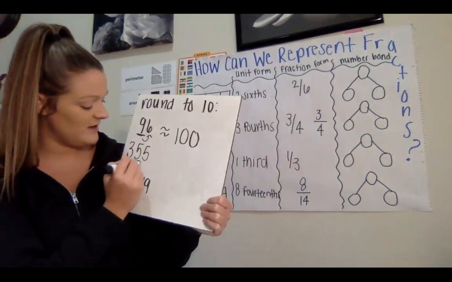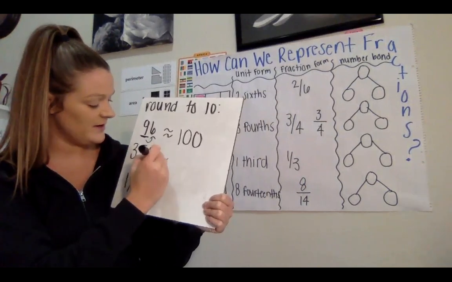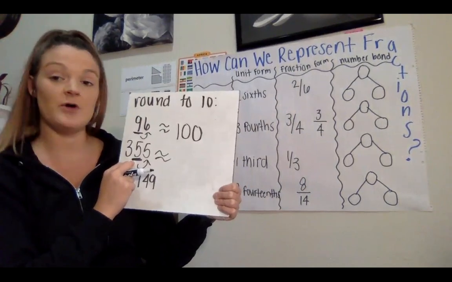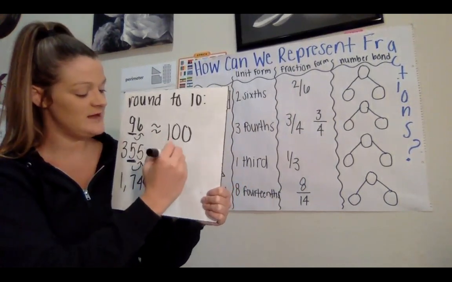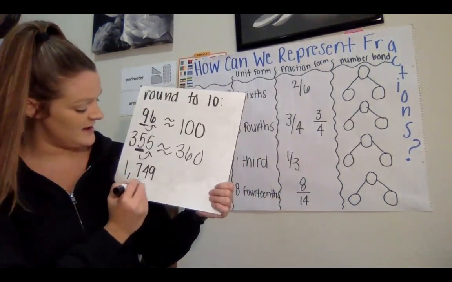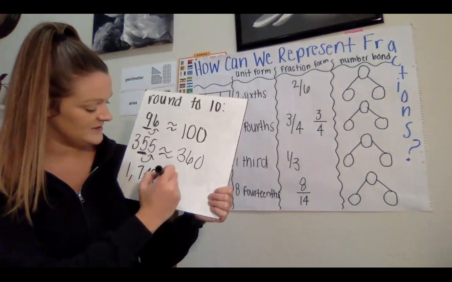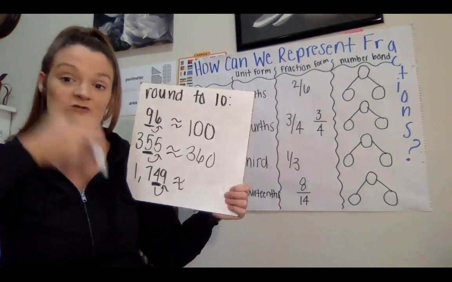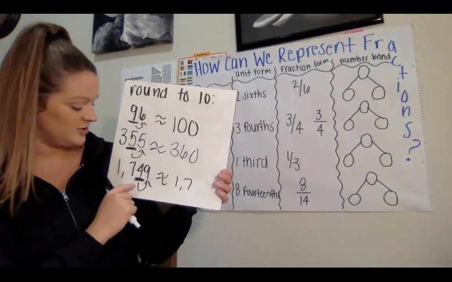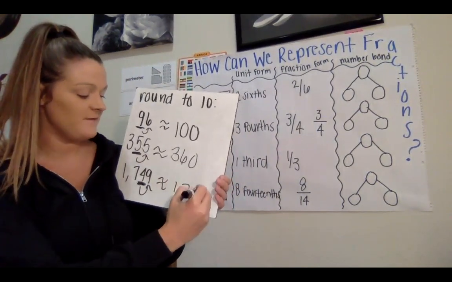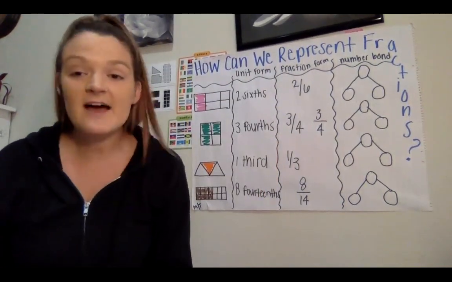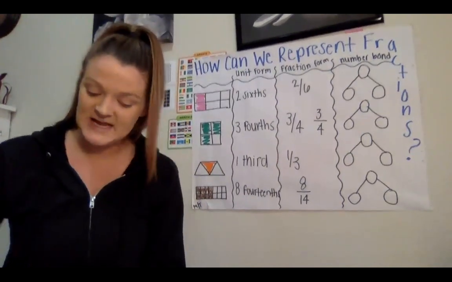Look at our next one. Round to the nearest 10, underline our tens place, look next door. My 5 in the ones place tells me to raise the score, so this 5 is going to go up to a 6, 360. Next one, 1,749. Again, underline that tens place, look next door. My 9 tells me to raise the score. So my other digits stay the same, 1,700. My 4 is going to become a 5, 1,750.